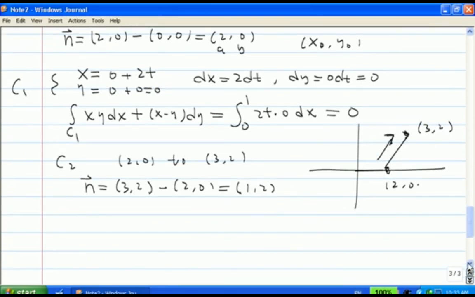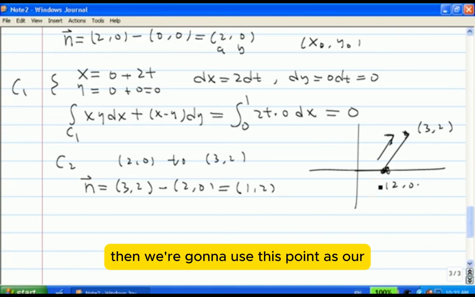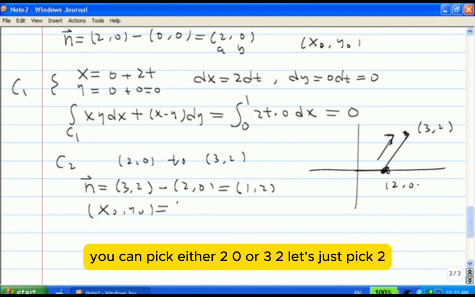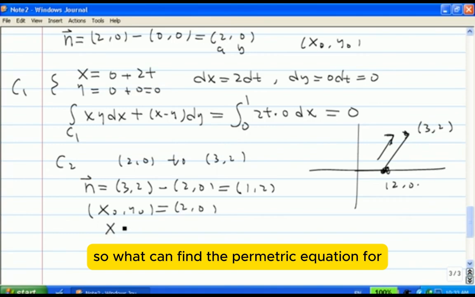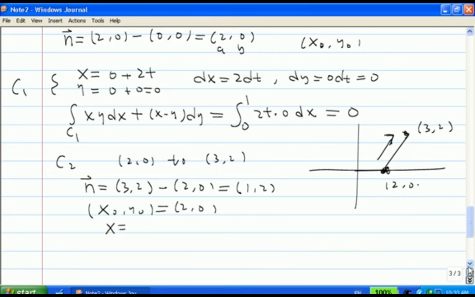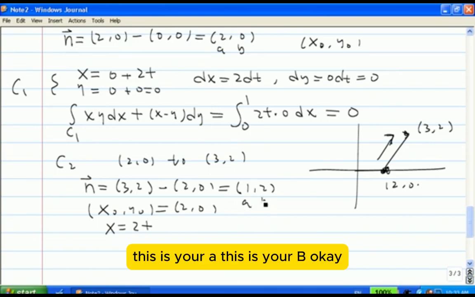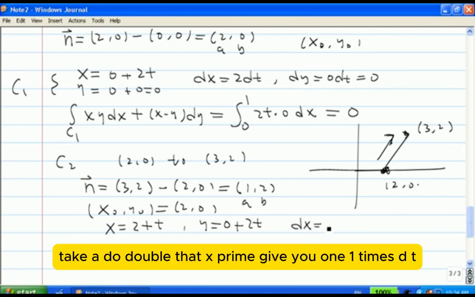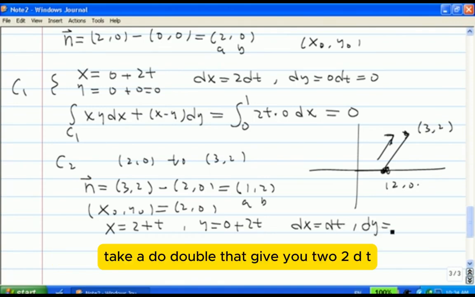Then we are going to use this point as our x naught, y naught. You can pick either 2, 0 or 3, 2. Let's just pick 2, 0. It doesn't matter. So we can find the parametric equation for this line. X naught, which is 2, plus, this is your A, this is your B, plus 1 times t, and your y there is y naught, which is 0, plus b times t, 2t. And your dx here, take a derivative of that. X prime gives you 1 times dt. Your dy here, take a derivative of that, gives you 2 dt.